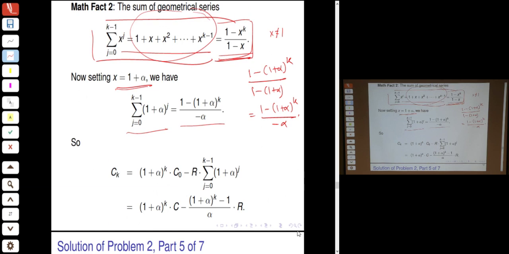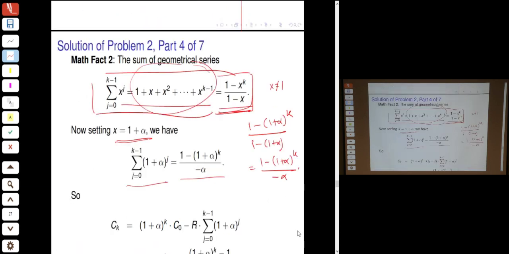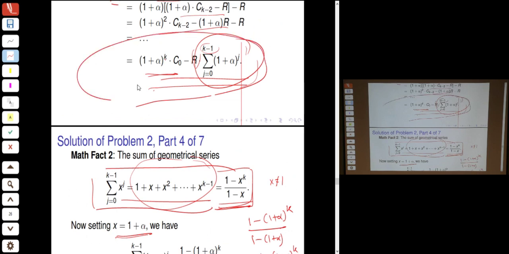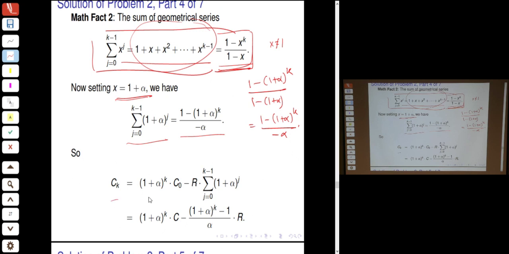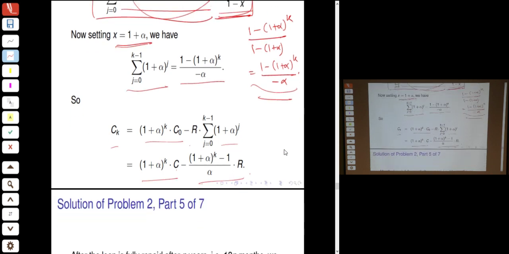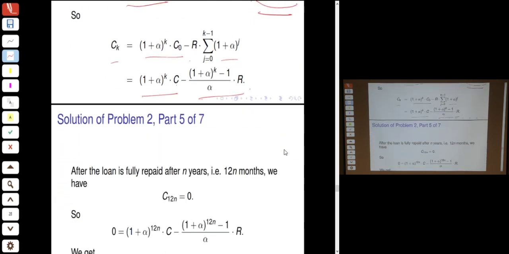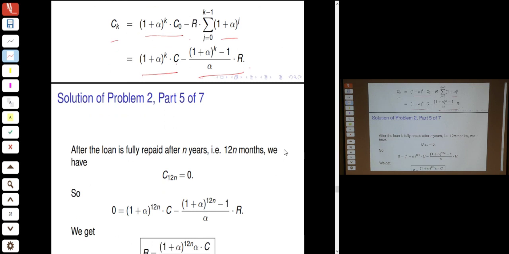So let us now substitute this geometric sum here. So this for Ck. So Ck is equal to (1 + alpha)^k times C0 minus R times this geometric series. So this is (1 + alpha)^k times C, because C and C0 are the same, minus this formula times R. Okay. So this is the net amount you owe the bank after k months, not years, right?